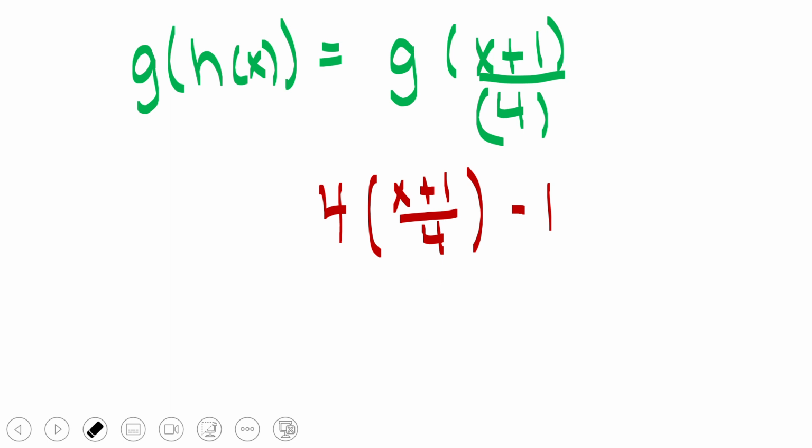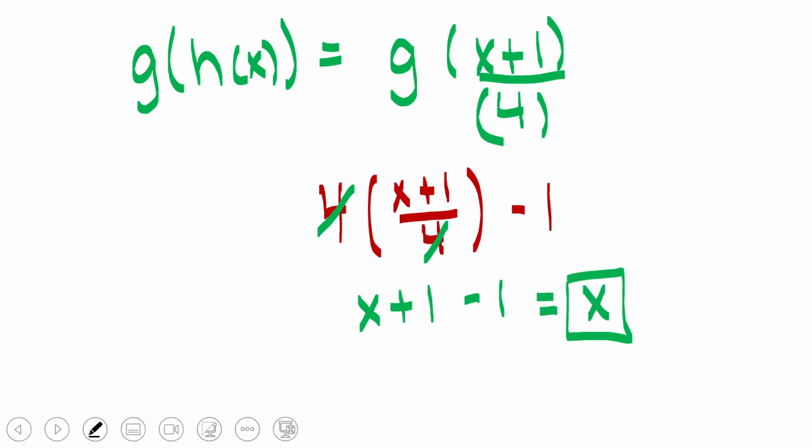Now we solve and see what we come up with. We have 4 over 4, that goes away. We have x plus 1 minus 1 left over, and all of that equals x, for the composition of G composition H.